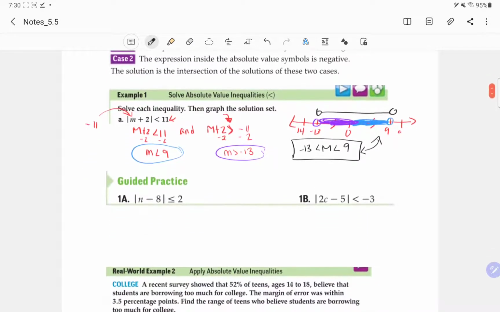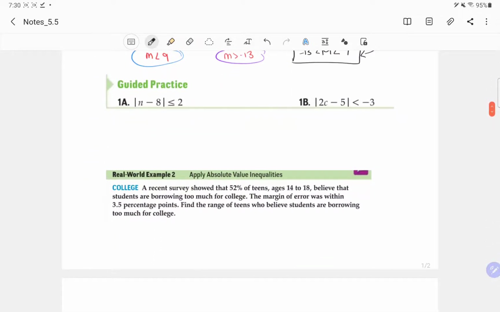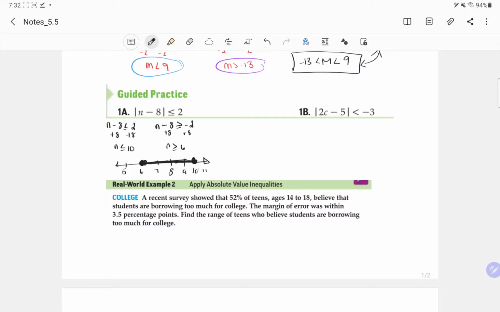All right. Okay, pause me for real quick and try 1A and 1B. All right, so if we look at 1A, you're going to break it up into 2. N minus 8 is less than 2. That came directly from there. And then to take care of the negative 2, I would take n minus 8 is greater than or equal to negative 2. Don't forget to flip that sign when you do the negative version. All right, on both of these, you're going to add 8 to both sides. Once you add 8, you'll get n is less than or equal to 10, and n is greater than or equal to 6.